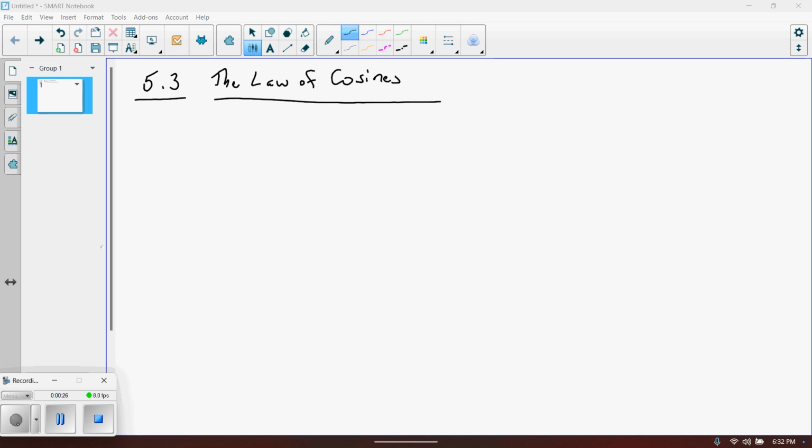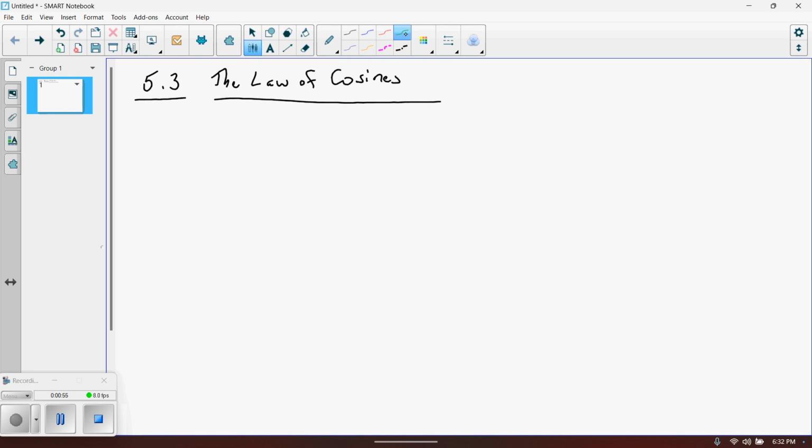The formula is not quite as easy to remember or to manipulate as the law of sines was, but you don't end up with any ambiguous cases here, so that's kind of nice. And there's technically three formulas, although it's really the same formula. So I'll write down all three of them, and hopefully you'll be able to figure out why it's really the same formula, just written in a different way.